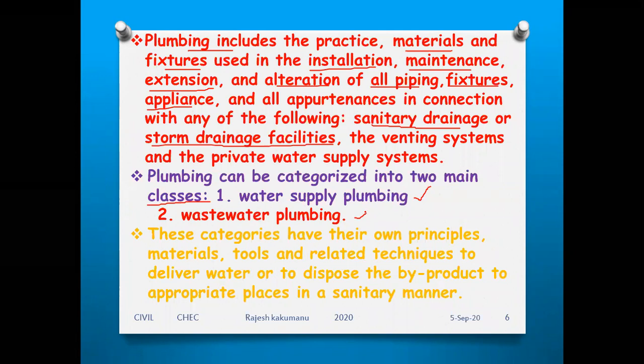Once we consume, utilize or use the water, what happens next? The wastewater should go through another drain pipe. That is wastewater plumbing. One inside, one outside: the plumbing should be done in two ways. One is inside, the other one is outside.